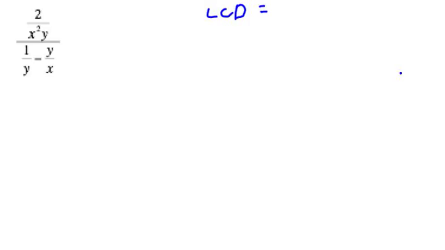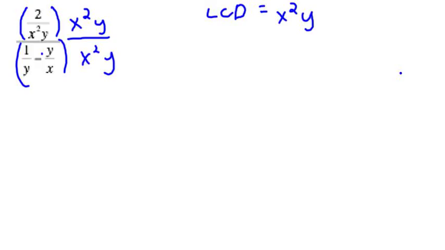I start with my first denominator, x squared y. I look at my next one, y, that's already included, so I don't need to add it. And then x, again, that's already included, so I don't need to add it. So I'm going to multiply my numerator and denominator by my common denominator, which means I multiply this fraction by x squared y, and I multiply this fraction by x squared y in order to eliminate the denominator from each of those fractions and have a much simpler problem to work out.